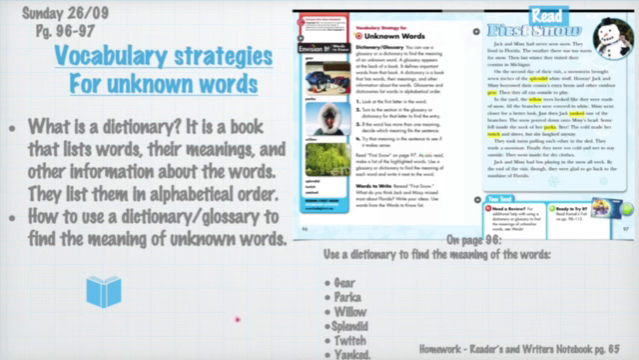Okay, boys and girls, you can also click on the book link and it will take you to a YouTube video to explain how to use a dictionary. Please, on page 96, use a dictionary to find the meaning of these words: gear, parker, willow, splendid, twitch, and yanked. And then for homework, you can write the meaning of those words. Please also do Readers and Writers Notebook, page 65.